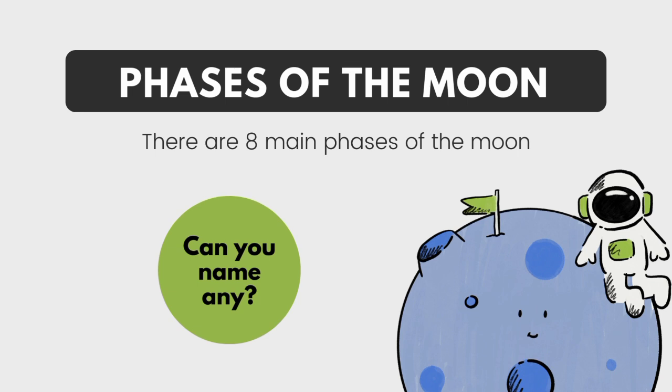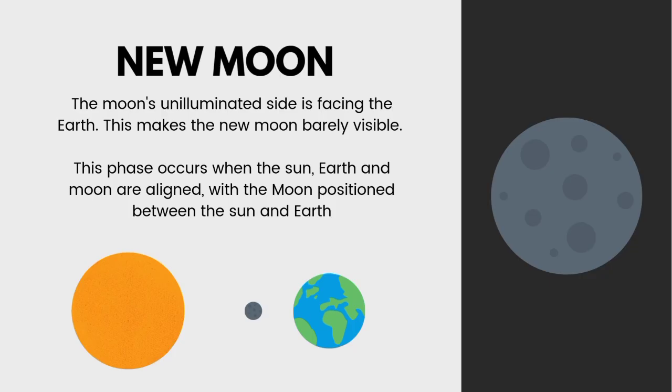So there are a total of 8 main phases of the moon. New moon. The moon's unilluminated side is facing the Earth. This makes the new moon barely visible. This phase occurs when the sun, Earth and moon are aligned, with the moon positioned between the sun and Earth.